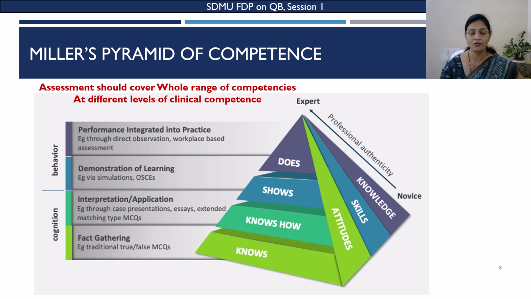Assessment should cover the whole range of competencies at different levels of clinical competence, as shown by Miller's pyramid of competence. In this pyramid, at the base level we have knows and knows how. These are the two levels which assess cognition, that is the knowledge base. It may be at a very basic recall level, like an MCQ kind of question, or an interpretation or application based question, where we have scenario based essay questions or even case presentations at this knows how level.